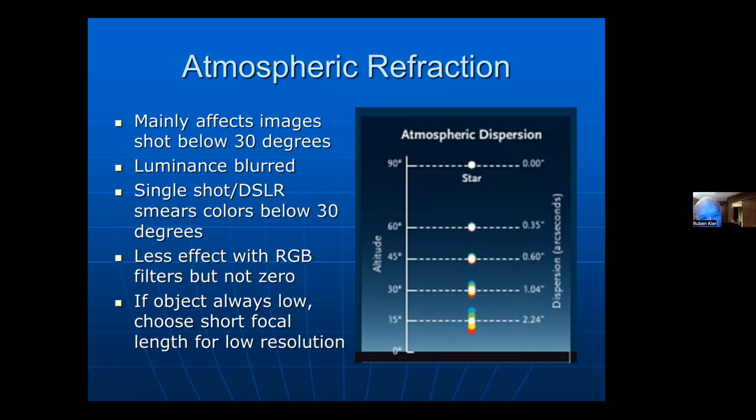It may be better to just do RGB if you have a CCD camera where you can selectively filter. If you're doing single shot, you're going to get some smeared colors. If you're really going low, down to 15 degrees, so you don't have to deal with all this blurring and dispersion, just go with a shorter focal length. So you've got your pixel size gets substantially larger.